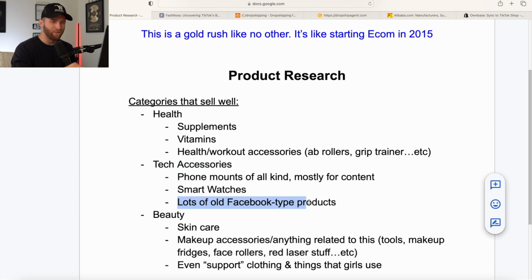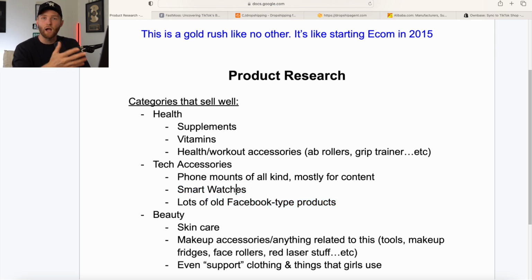I've seen a lot of old Facebook type products. Some of the stuff that I sold 500,000 to $1 million worth way back in the day is popping back up, like cheap smartwatches, kind of a knockoff Apple Watch for 10, 20 bucks. They're not expensive to source. And so people are selling them on here.